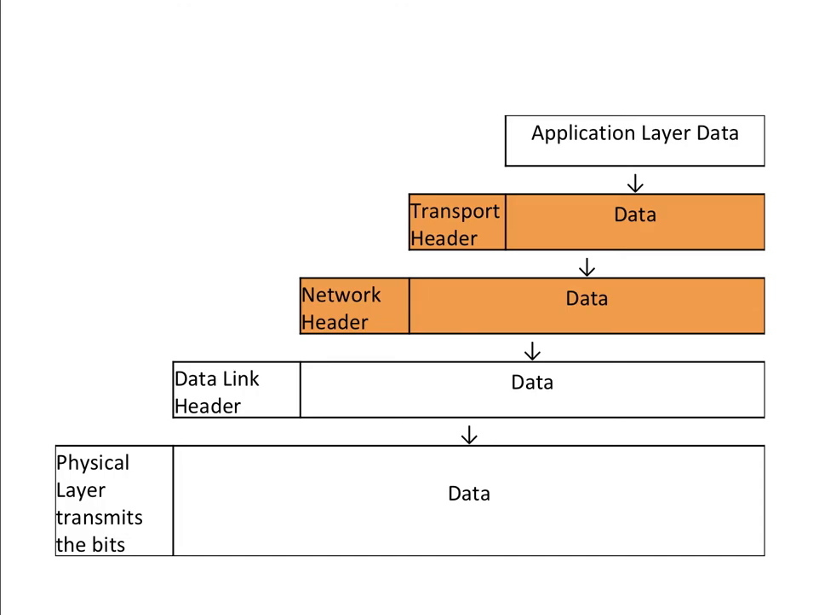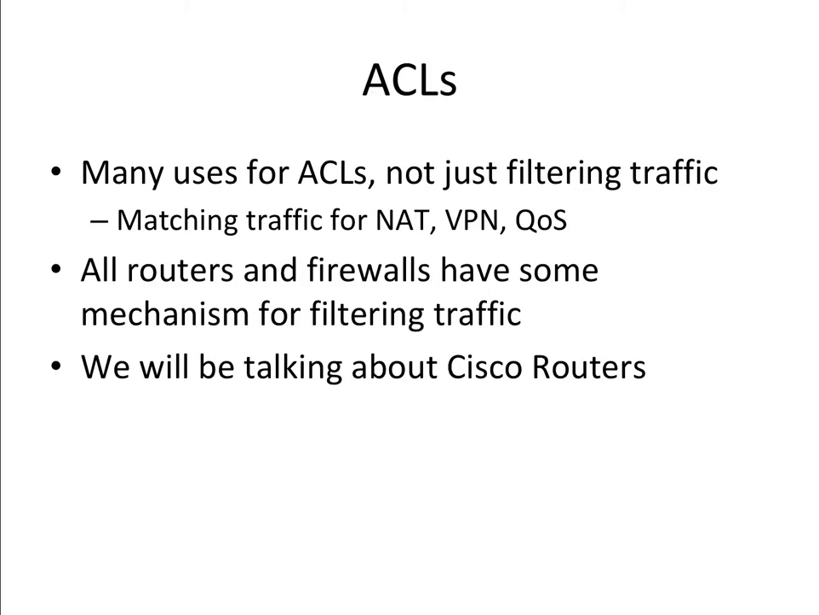Next generation firewalls, as they're often called, can actually look up into the application layer and make decisions based on that. But we're not going to be doing any of that in this class or this lab. We're basically just going to be filtering based on ports, protocols, and IP addresses. So that's what we'll be doing.